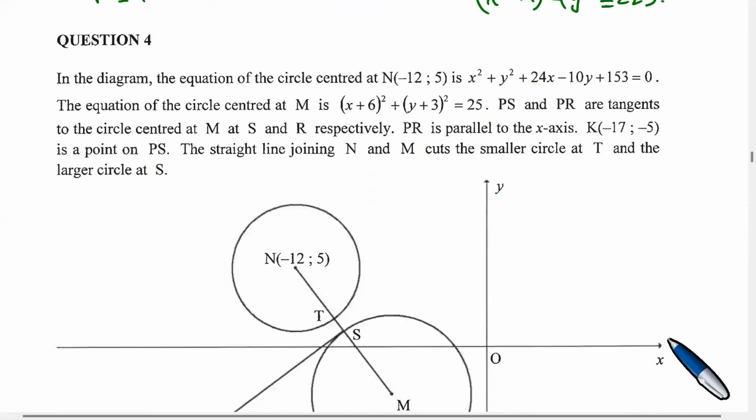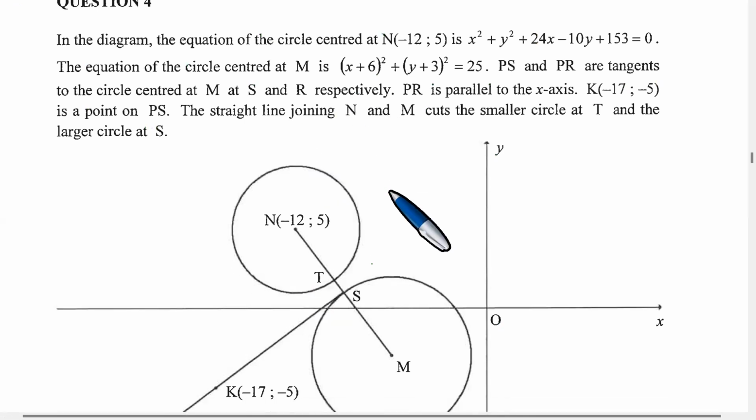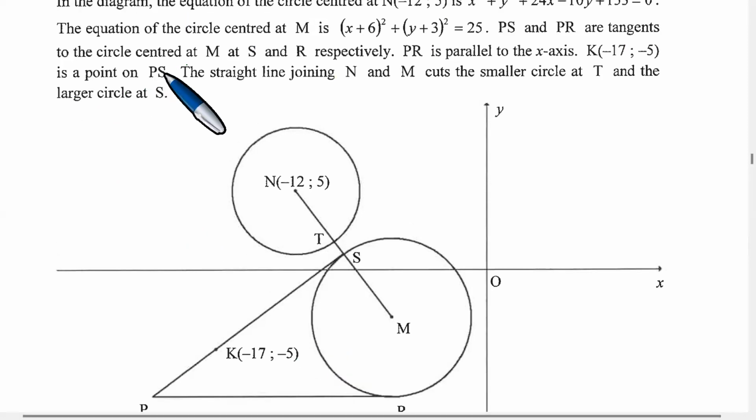Question 4 is about the circles that appeared in this year's June exam. They expect the circles to feature in this year's November exam in a few days. Right, we just have a few days left. So in the diagram, the equation of a circle centered at N with the coordinates minus 12, 5 is this one. The equation of a circle centered at M is this one. PS and PR are tangents to the circle at M, at S and R respectively.